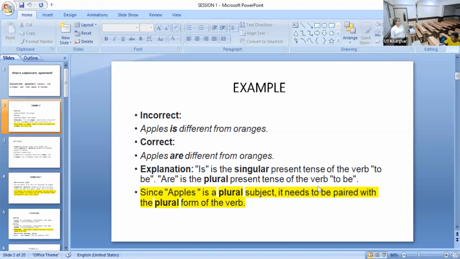So this is the basic rule which you need to remember, because throughout SAT you will find this. Throughout all the sessions, this is the most important thing. As S goes with S, P goes with P.